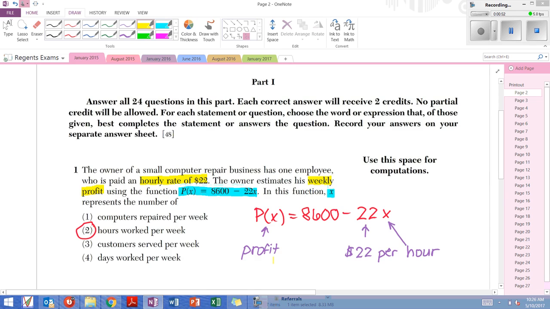But in order to figure out what x is, the 22 is going to help guide us. So since this is $22 every hour, we're going to multiply that by the number of hours. That's why number 1 is answer choice 2. Not a calculator question, so let's move on to the next question.